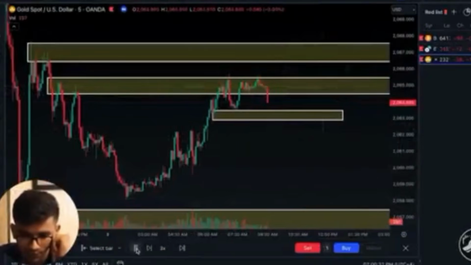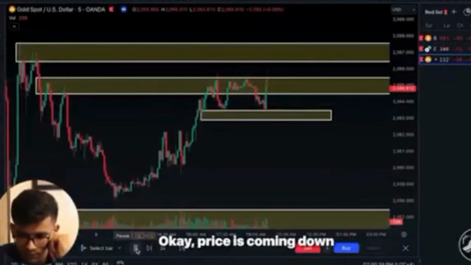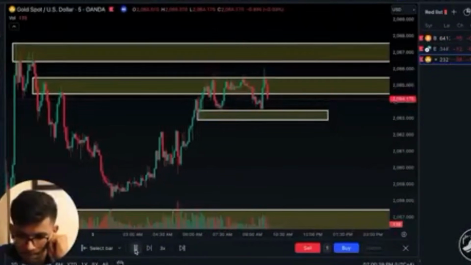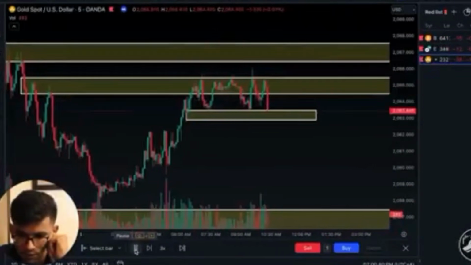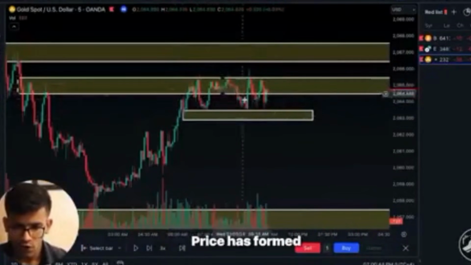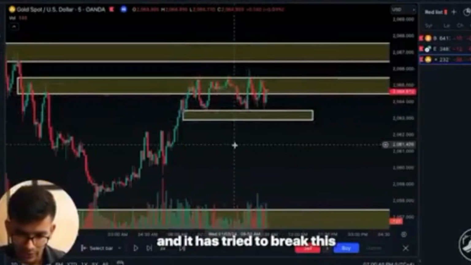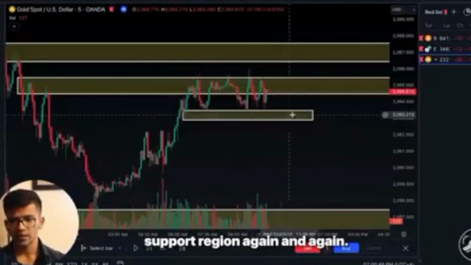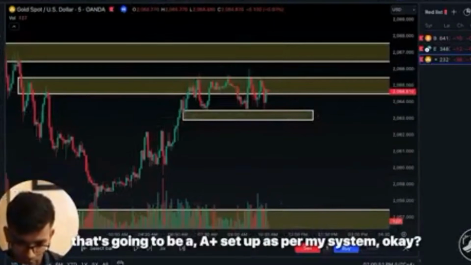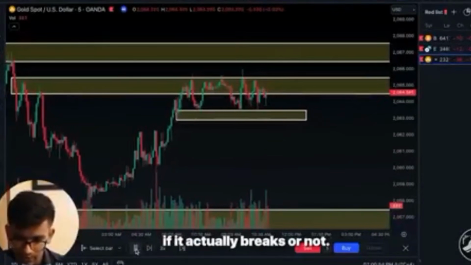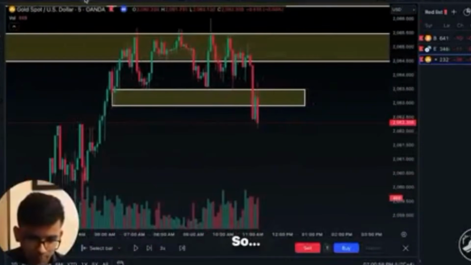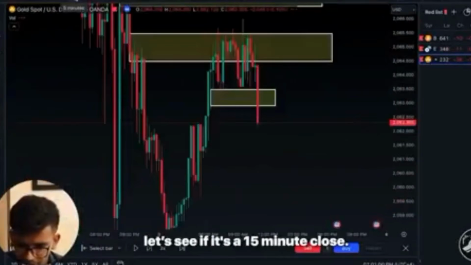Let's see what happens. Okay, price is coming down. It's not 10 a.m. yet. Beautiful. Okay, so this is a lovely structure. Price has formed this structure again and again. It has tried to break this support region again and again. So if the zone breaks, that's going to be an A+ setup as per my system. Let's see if it actually breaks or not. Beautiful. So let's see if it's a 15-minute close.